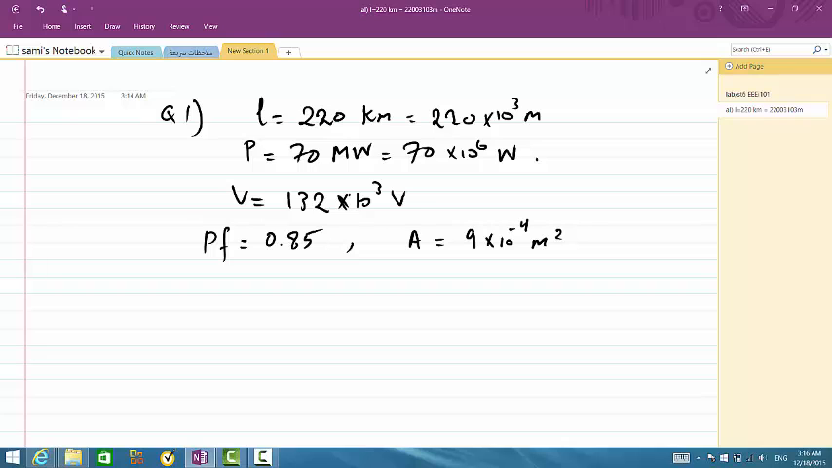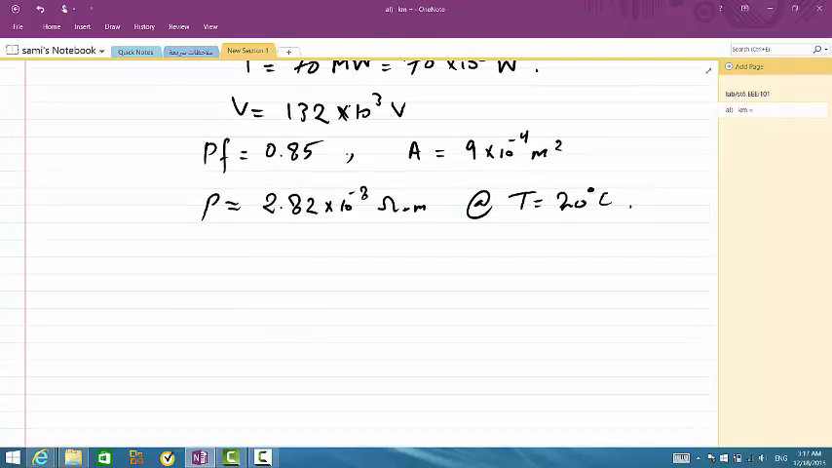The resistivity of aluminium is about 2.82 times 10^-8 ohm meter at a temperature of 20 degrees Celsius. So the first thing asked in this question is to calculate the losses and efficiency of the line. Assume only losses in the conductor and ignore the corona losses.